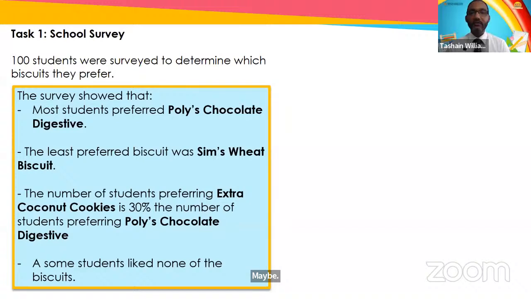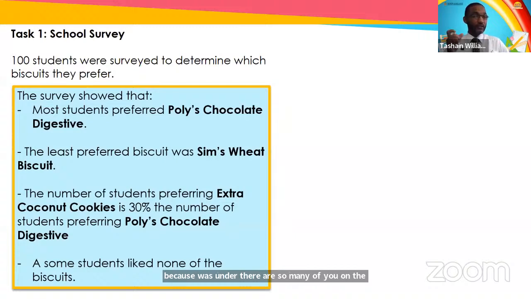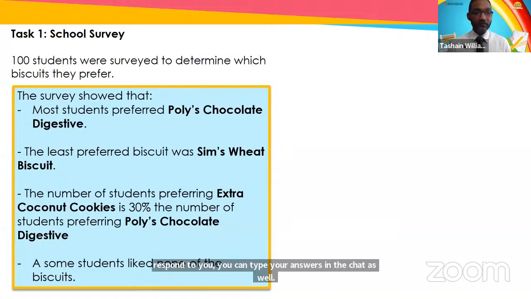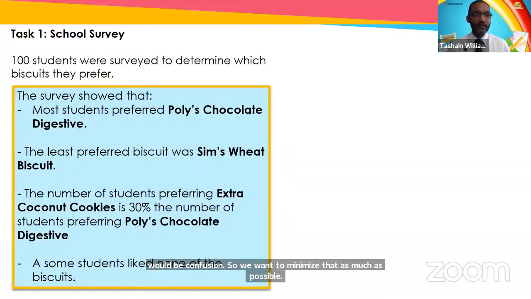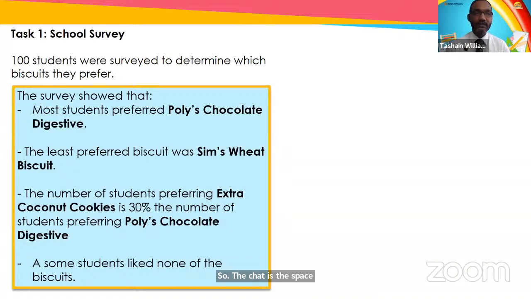All right. So we're going to ask you to keep the microphones muted until we ask you to speak. And we are going to choose who to speak because, boys and girls, there are so many of you on the platform, we can't take all the responses. But if you want to respond, and if you want us to respond to you, you can type your answers in the chat as well. Not all of us can talk at the same time because it would be confusion. So we want to minimize that as much as possible. So the chat is the space for you to respond.